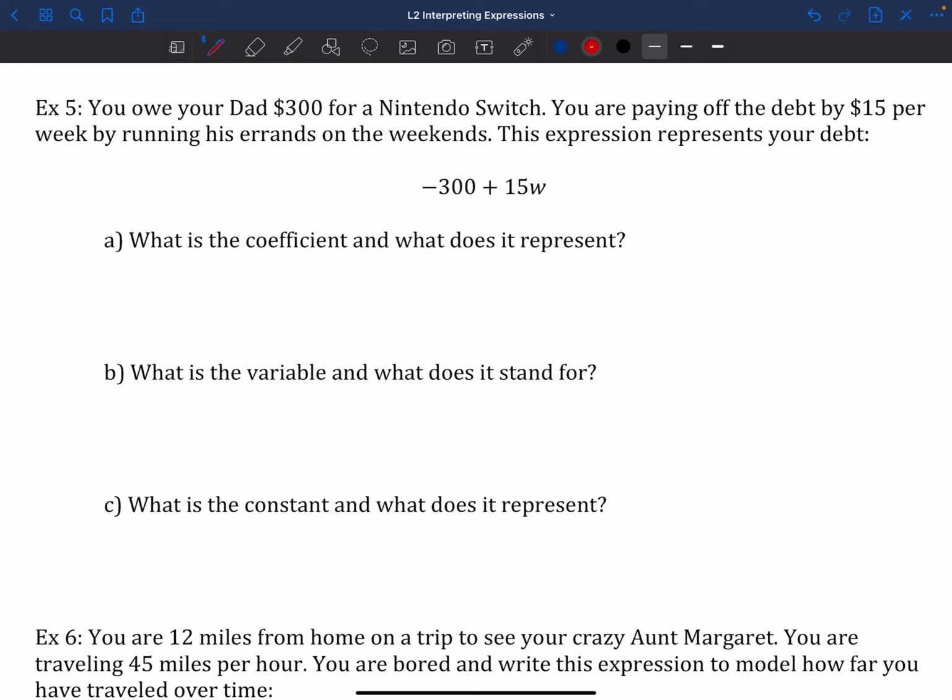Yikes. Right? So the coefficient, what does it represent? The coefficient is that number in front of the variable, the 15. The variable is W, and the constant is that negative 300. All right, so first things first, 15. What's that coefficient representing? So I'm going to look back in the problem. I'm paying off the debt by $15 per week, right? So that's the weekly payment. That's how much I'm trying to give back every week to pay off that debt.